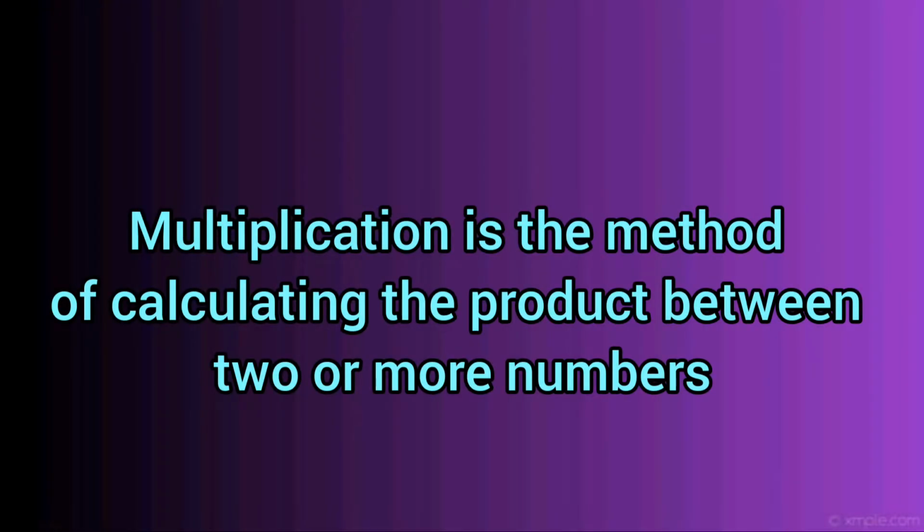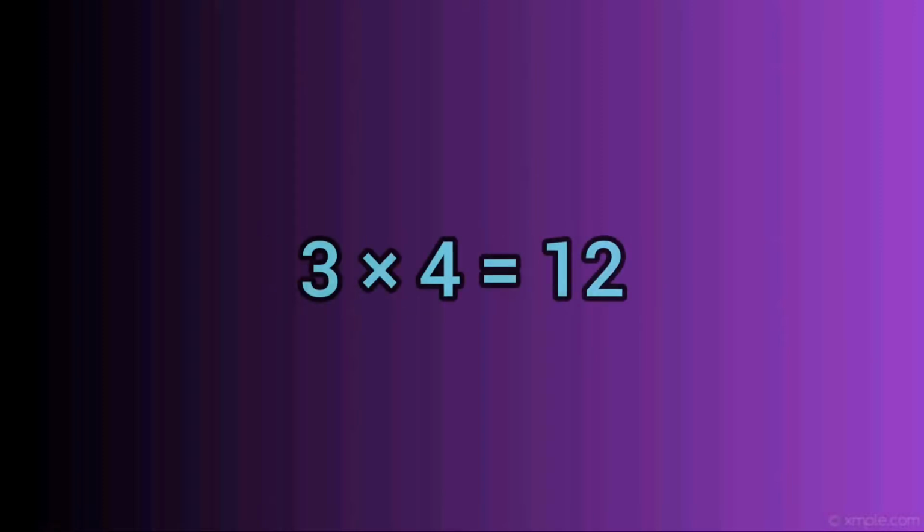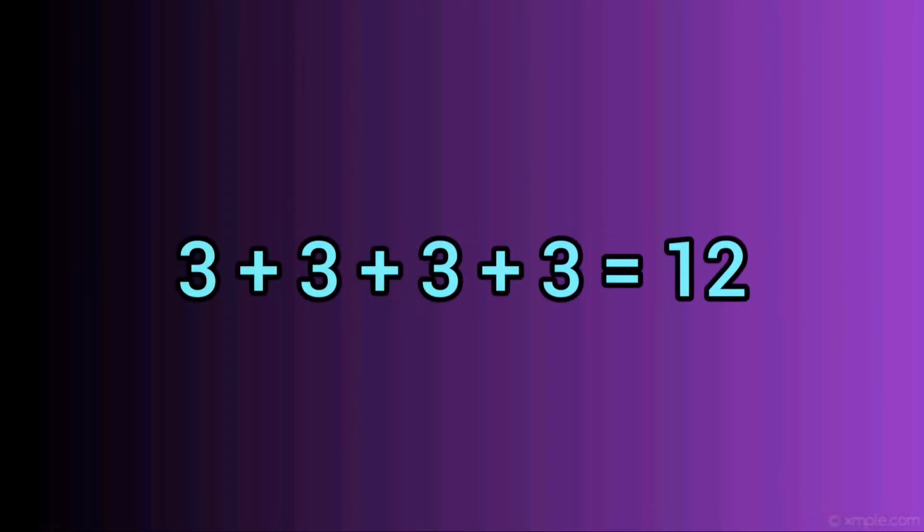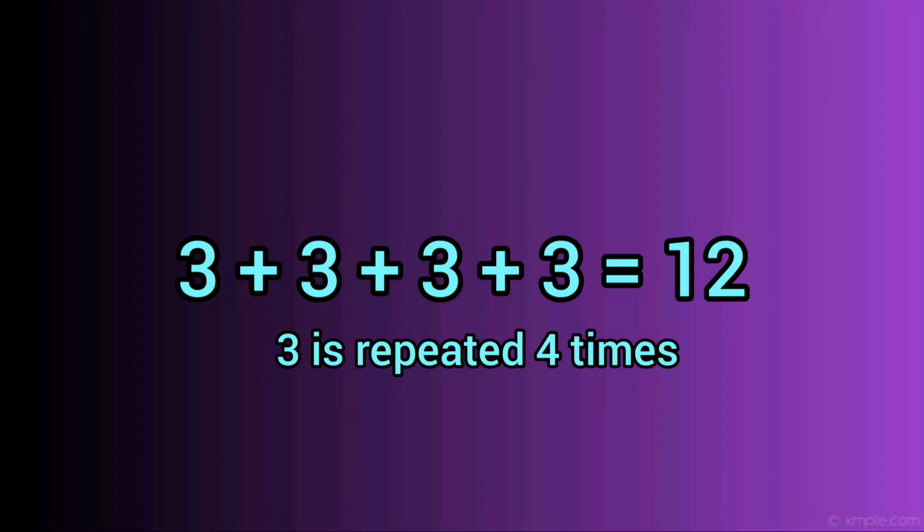Multiplication is the method of calculating the product between two or more numbers. Like for example, 3 into 4 is equal to 12. In the sense, it means 3 plus 3 plus 3 plus 3 is equal to 12. 3 is repeated 4 times.